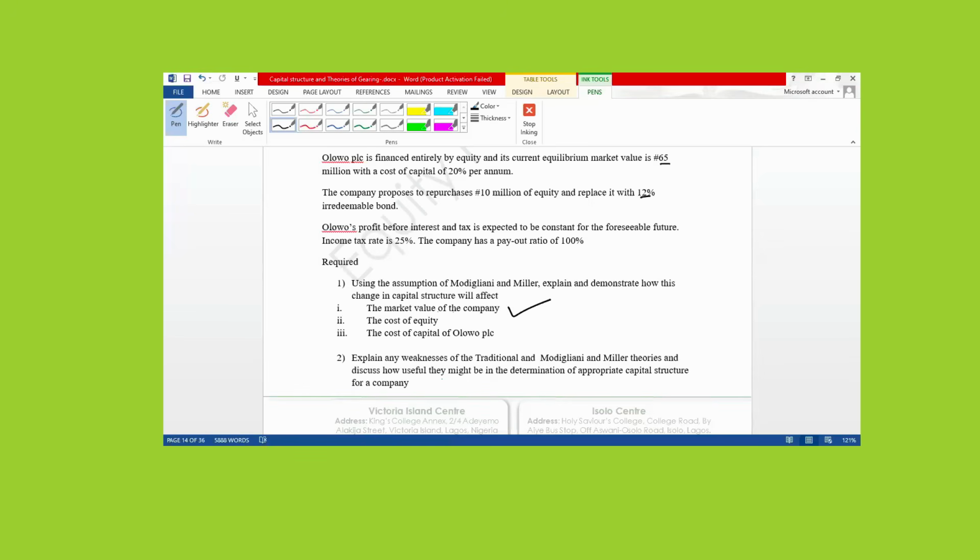Explain any weaknesses of the traditional and Modigliani and Miller theories and discuss how useful they might be in the determination of an appropriate capital structure for a company. This question is also clear.